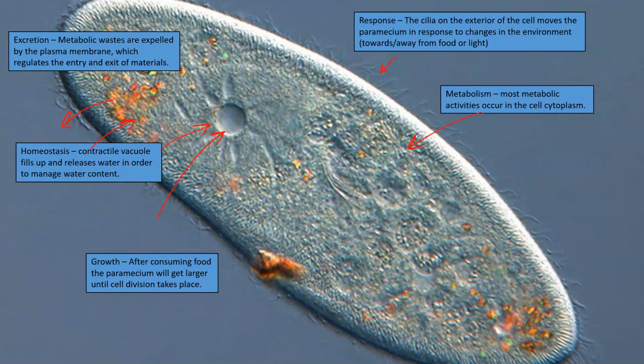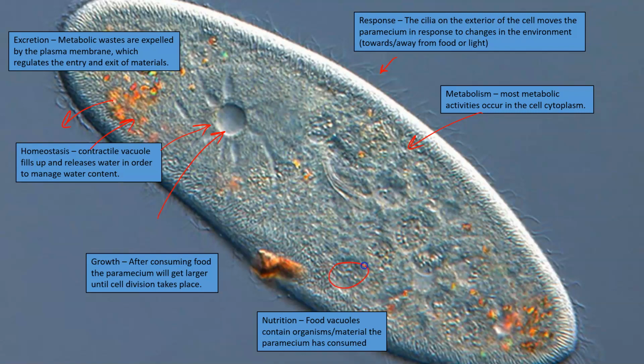Growth. This organism physically gets bigger. It starts out very small, and it can grow to be relatively large for eukaryotes, right? Single-celled eukaryotes. In fact, Paramecium sometimes can be seen with the naked eye. Definitely can be seen readily with a light microscope at pretty low magnifications.